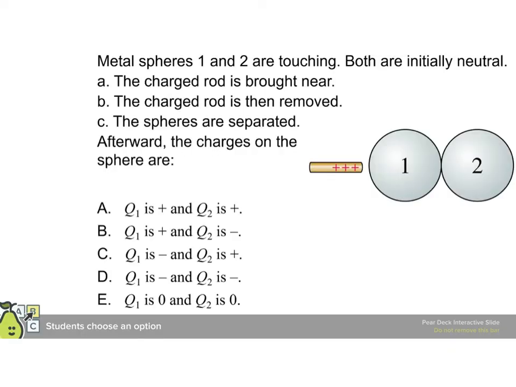All right, metal spheres 1 and 2 are touching. Both are initially neutral. And then the charged rod is brought near but does not touch number 1. It's removed, and then the spheres are separated. What can we say about the charges on the spheres?